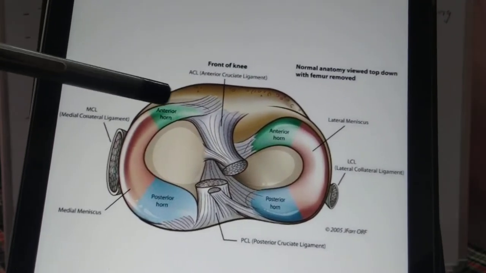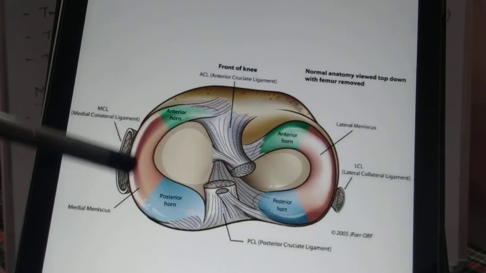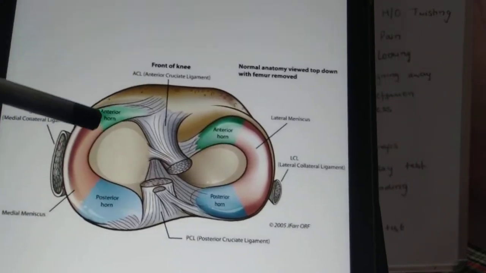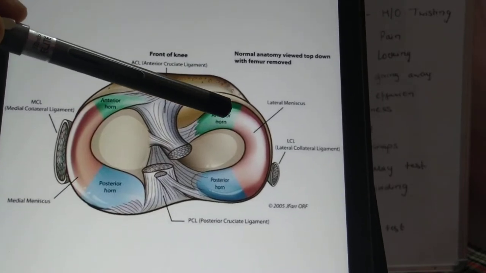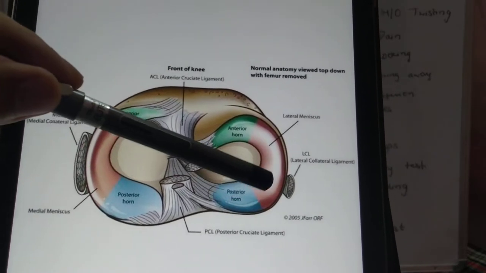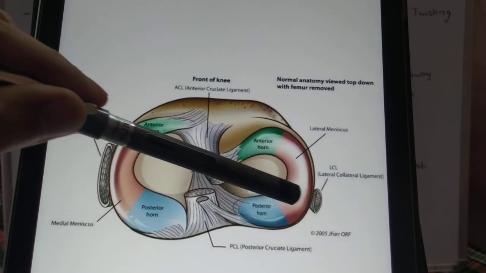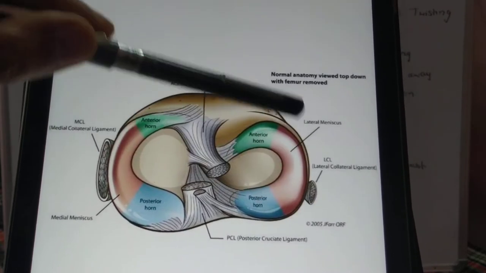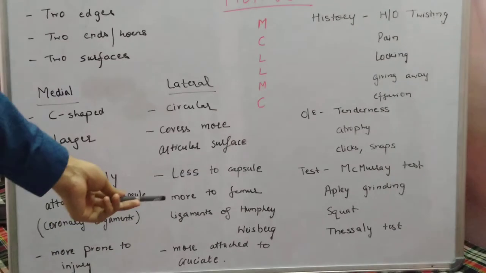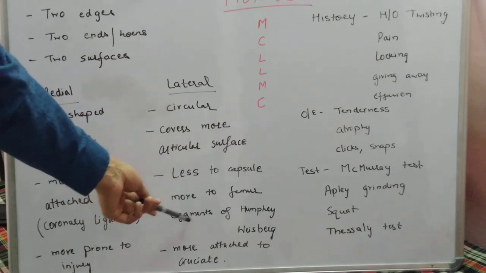Now talking about the attachments, we have discussed that the medial meniscus is more firmly attached to the capsule, plus it is attached to the underlying tibia by the various coronary ligaments, the meniscotibial ligaments, which provide a firm attachment of the medial meniscus to the underlying tibia. Whereas the lateral meniscus is less firmly attached to the capsule because on the posterolateral surface we have a popliteus hiatus for the popliteus tendon, which provides a less firm attachment to the lateral capsule. But at the same time it is more attached to the femur with the help of various ligaments. So the lateral meniscus is less firmly attached to the capsule, but it is more firmly attached to the femur by the ligaments of Humphrey and Wrisberg.